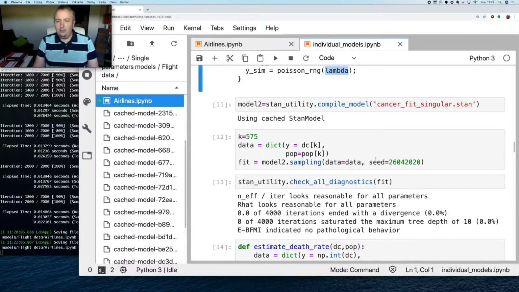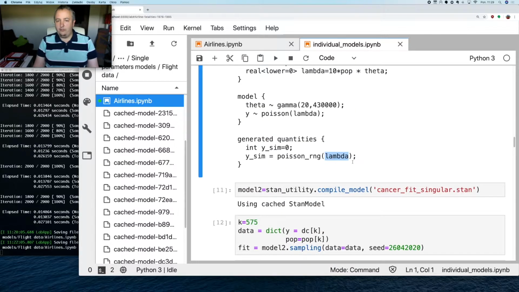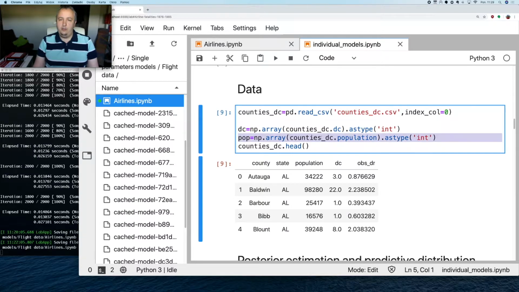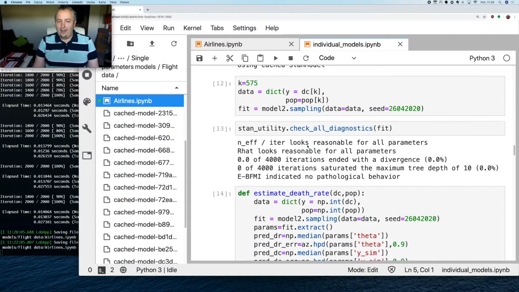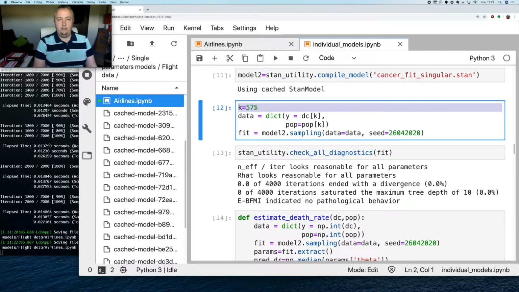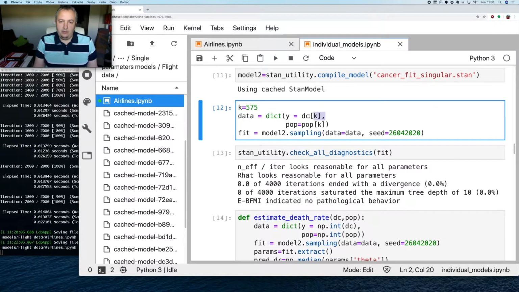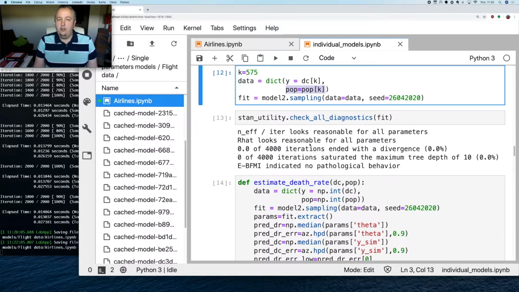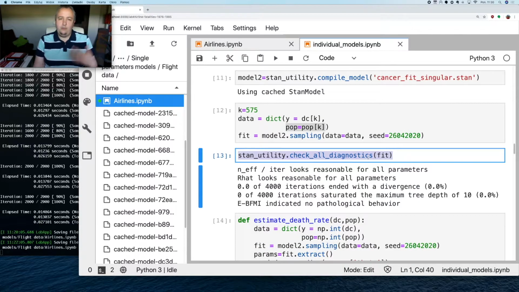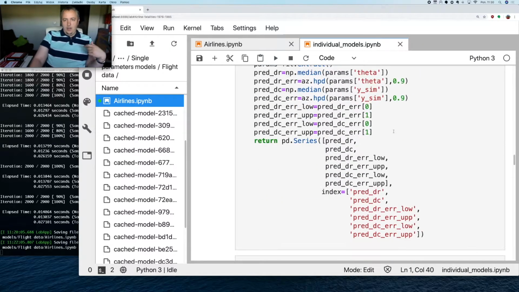We compile our model, and for example, we can do this test from here. As you can see, I've already extracted the values from the data frame directly as integer values. Having one county, for example county number 575 from our data frame, we get the data: the number of deaths and the population. We sample, we check the diagnostics, and everything works nicely.